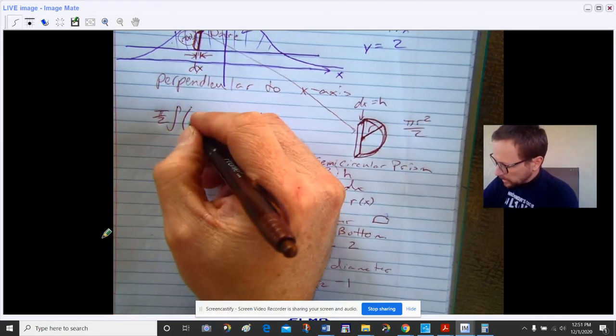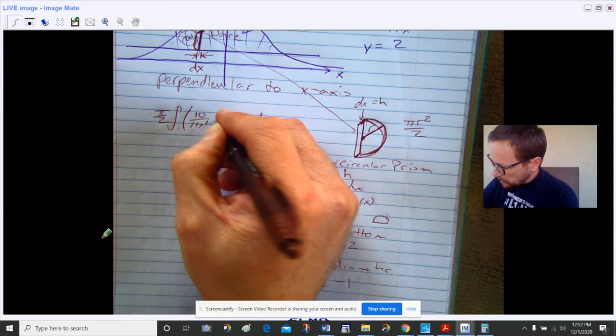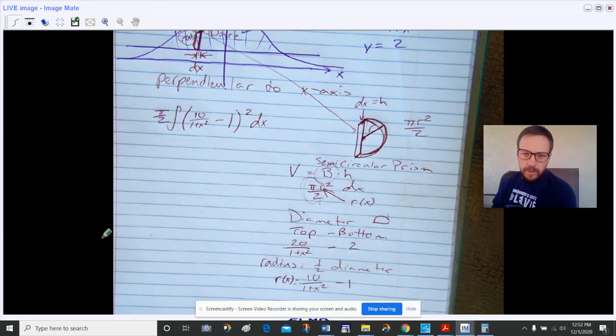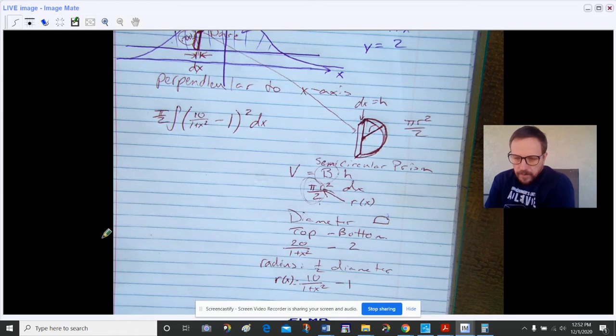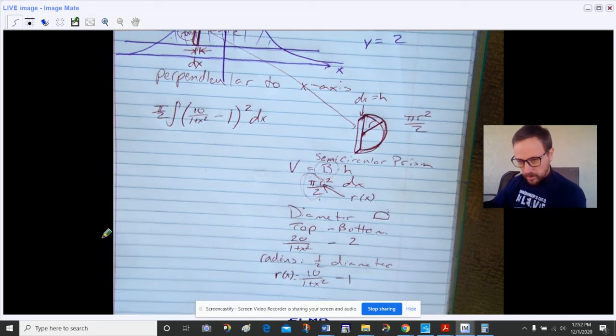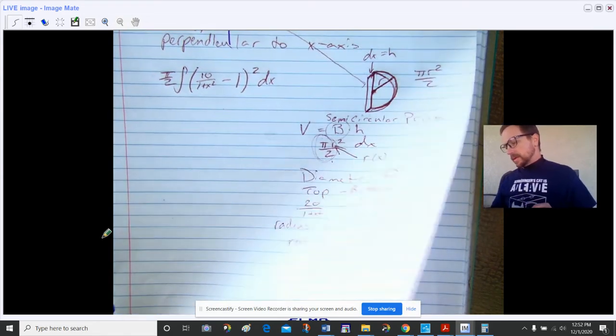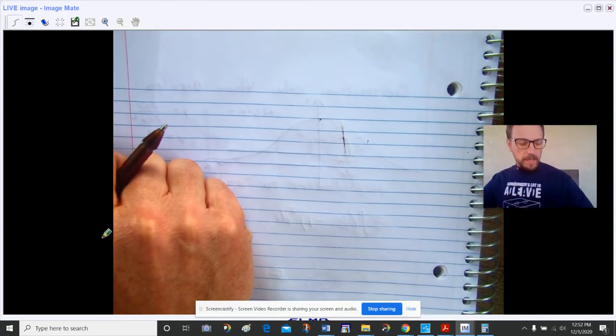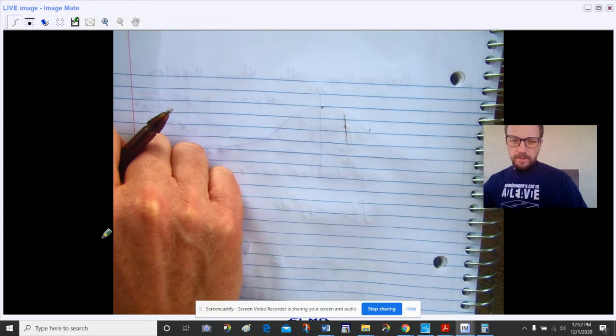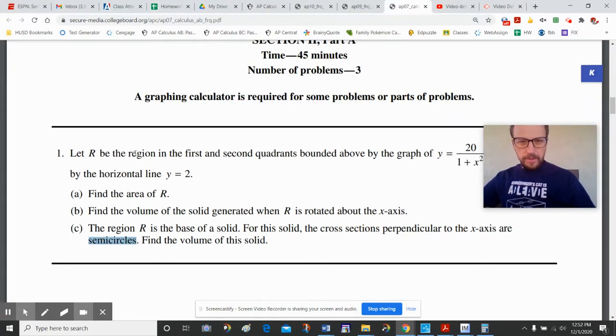And so we put that in here: 10 over 1 plus x squared minus 1, squared. And so that's where we want to get to. Then of course, you would integrate this. This was a calculator section, so you just shove that into the calculator and get your answer. But that's how we want to set these up. And we're going to take a look at some other shapes, because I've seen 3 other ways, and we're going to hit all 3 of those. Our book is very limited, so I'm going to have to make some up or hunt them down myself. But we'll find something. All right, so that was 2007.